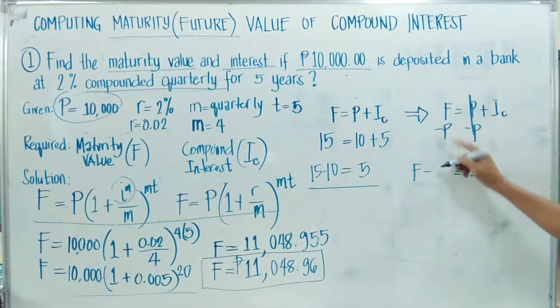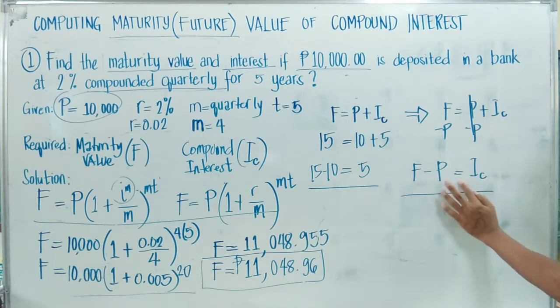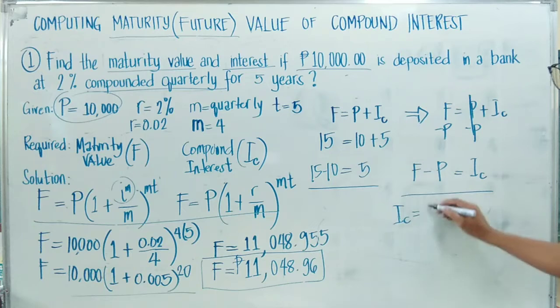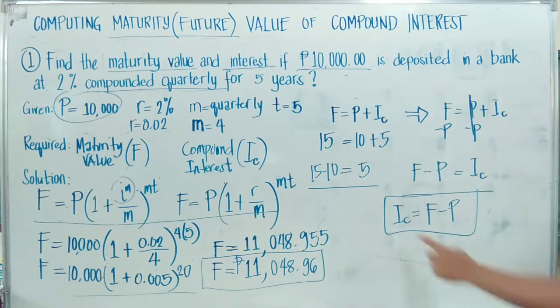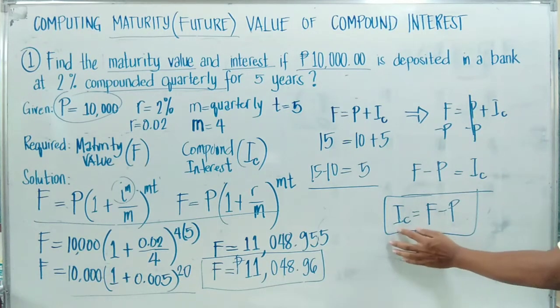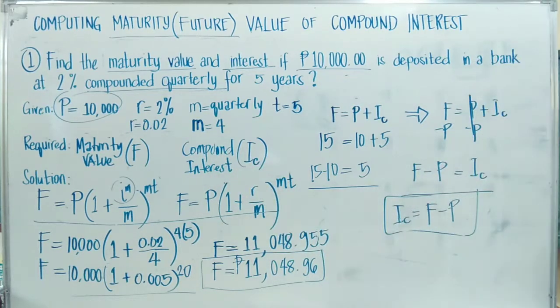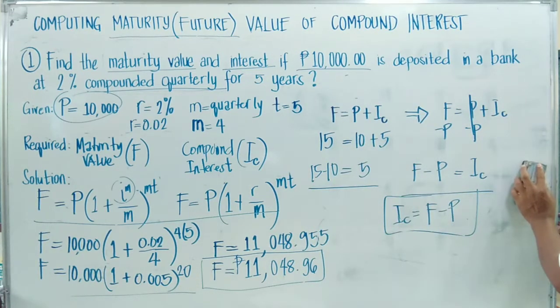So we have F minus P. 15 minus 10 equal to 5. Just like F minus P equal to I sub C. Isolating I sub C or writing it the proper way, we have I sub C is equal to F minus P. So we will be using this formula or equation in computing your compound interest, I sub C. Okay, let's go. So I will erase this one.